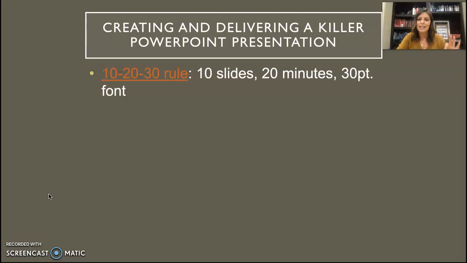Generally, 10 slides, 20 minutes, 30-point font. Now this is a general rule. You are probably going to have more than 10 slides for this specific presentation. You won't have more than 20 minutes. And your font may not need to be 30-point, but it doesn't need to be 10-point or 11-point. Make sure it's big enough so that your panel, again, can quickly glance over it, but they're really just listening to you.